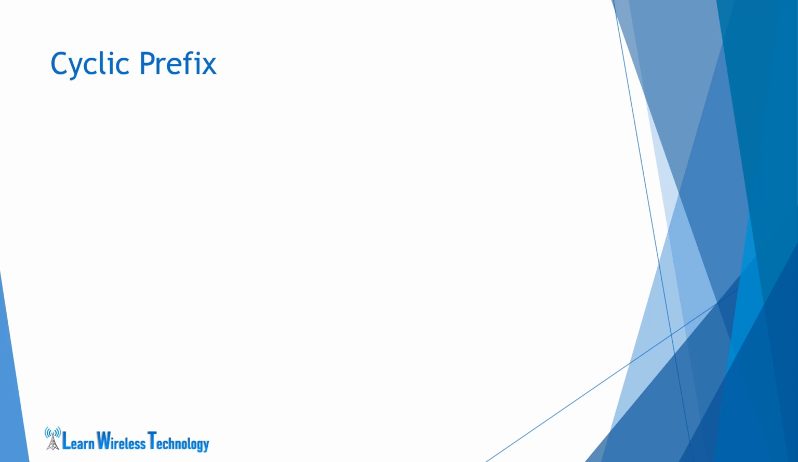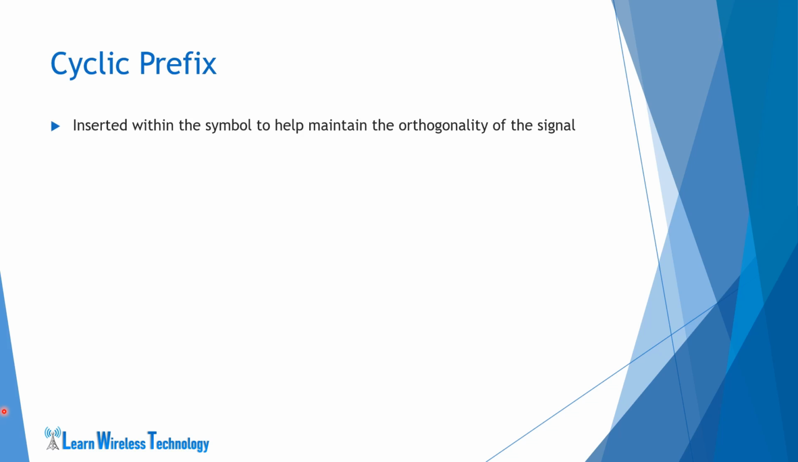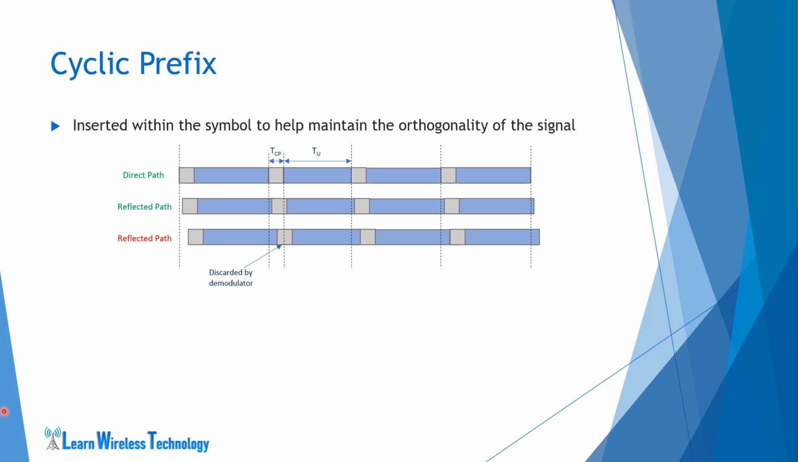Now we just saw the effects of multipath on the propagating radio signal. It causes intersymbol interference on the received signal, which may cause the signal to lose its orthogonality, and the delay in the received signal caused by multipath also causes the symbols to overlap with each other, which may lead to discarding of the symbol by the receiver. Hence, there would be loss of data at the receiver, and the receiver will have to request retransmission. So to mitigate this issue, OFDM uses something called a cyclic prefix. The cyclic prefix is inserted within the symbol, which helps in maintaining the orthogonality of the signal. Let's understand this with the help of a diagram.